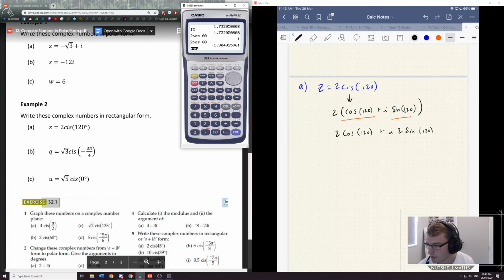Go shift menu. So if you type this in, let's type this in exactly as I see it. 2 times cos 120 minus 1 plus 2 times sine 120, 1.73, and there you go. Which we're basically using the definition of cis to produce this. The definition of cis. Any questions?